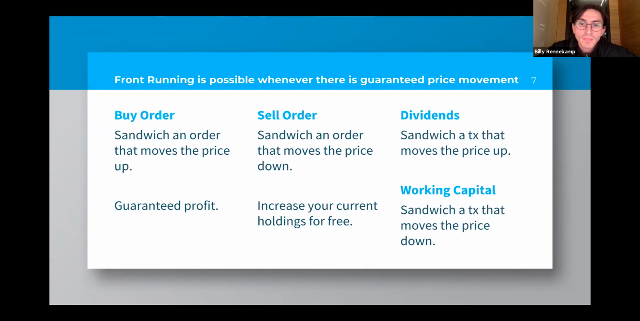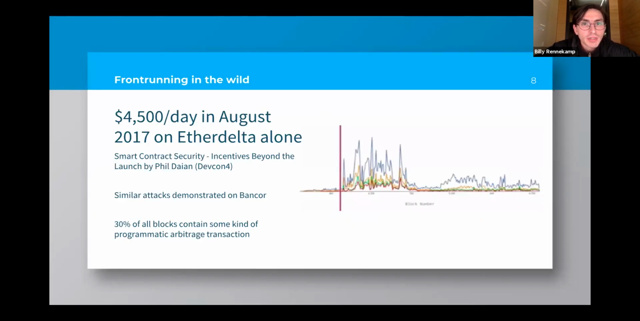And so you can also increase your current holdings by selling immediately before and buying immediately afterwards, because you have this guaranteed price movement. This is a huge problem, and it has been occurring in the wild. I strongly recommend, if you haven't already, to check out Phil Daian's presentation at DevCon, Smart Contract Security, Incentives Beyond the Launch. He was involved with this publication about front running on Bancor, and they also did their own experiments on front running with EtherDelta, and they reported being able to make $4,500 in one day in August 2017, and that was on EtherDelta alone.